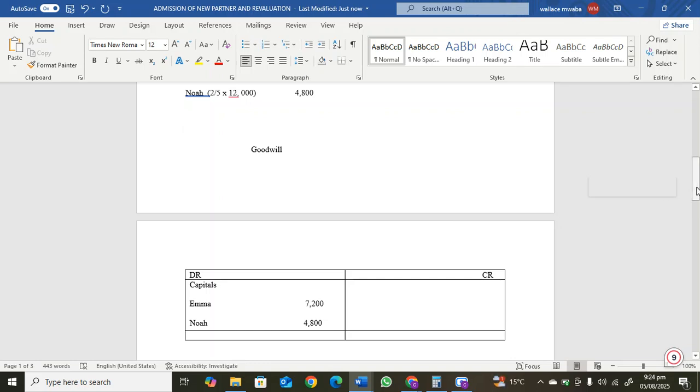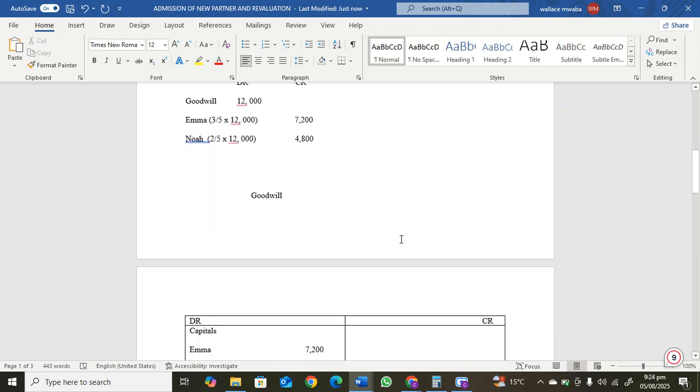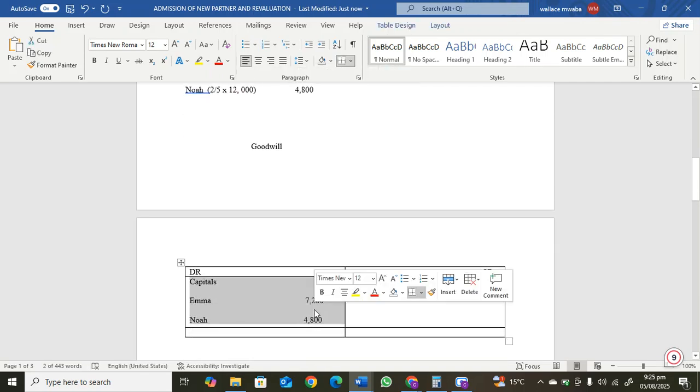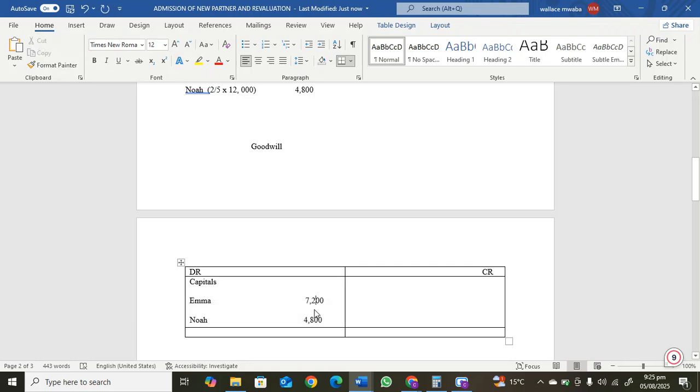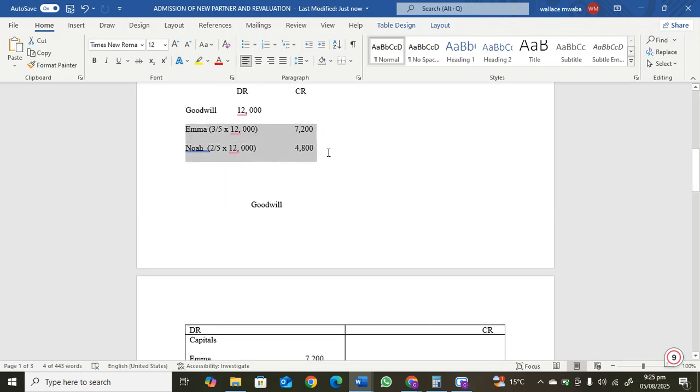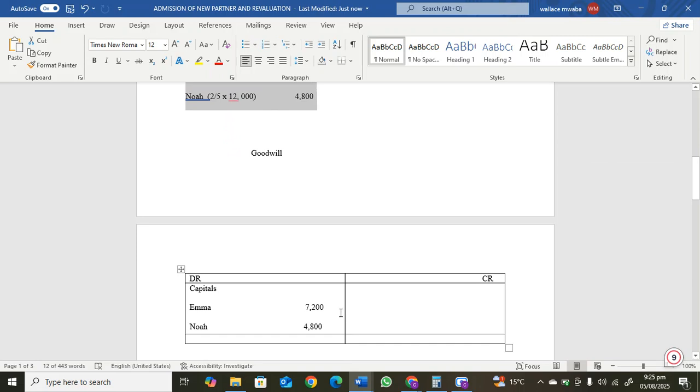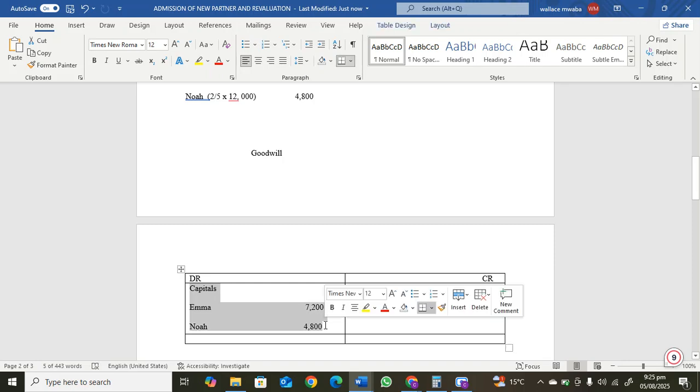Let me just help you there. If you want, you can just put the 12,000 there, but I would advise when you're answering these questions, put the details here. These credit entries are going to the capital accounts. But on the debit side of the goodwill, also put what each partner is entitled to. Don't just put 12,000 like that. Is that okay, Mr. Casson?